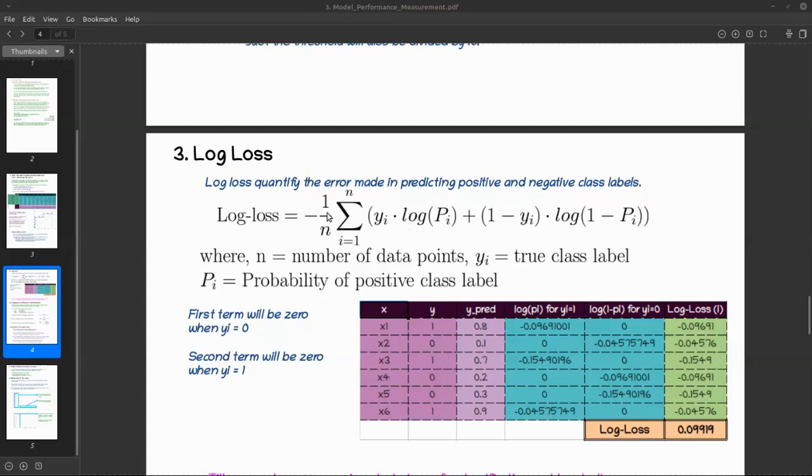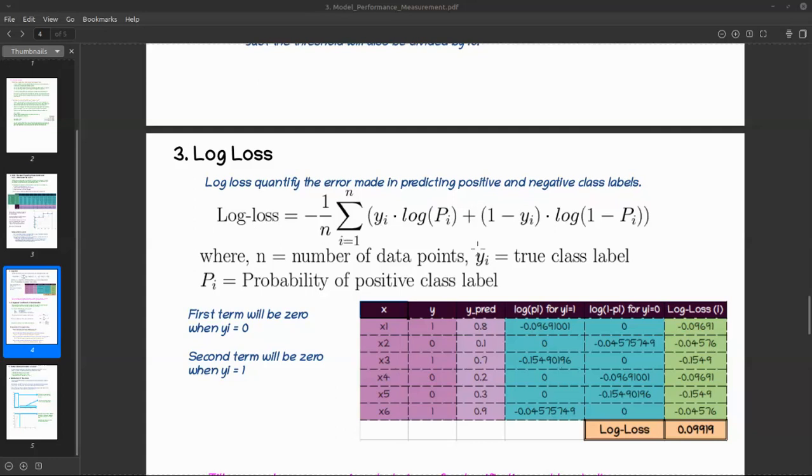Log loss is defined something like this: average over, and we are taking this negative. So negative yi log pi, negative 1 minus yi log 1 minus pi. Why negative is there, we will see it now. So log loss is defined something like this.